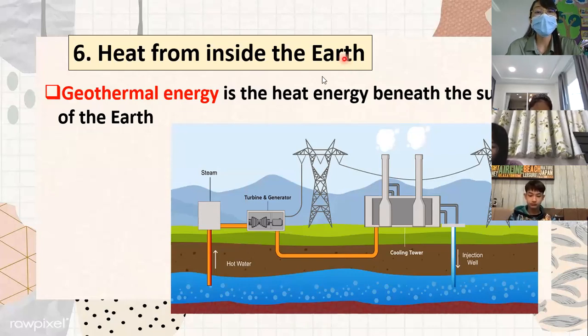Okay, number 6 is heat from inside the earth. Here we also call it geothermal energy. What we do is we dig a hole deep inside the earth. When we dig the hole deep inside the earth, you can get hot water. When the hot water comes out, it will come along with steam. This steam will allow the turbine to spin. See, this is the turbine. This will allow the steam turbine to spin. So when the steam turbine spins here, it will give you electricity.